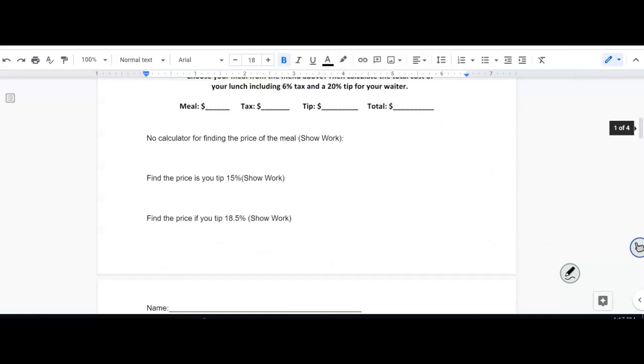Up here. Which one should be the most expensive? 20% tip, 15% tip, 18 5/10% tip. Which one's going to be the most expensive? Emma. 20% tip will be. So when you figure this out, the 20% should be the highest. Then it should be 18.5%. Then it should be 15%.